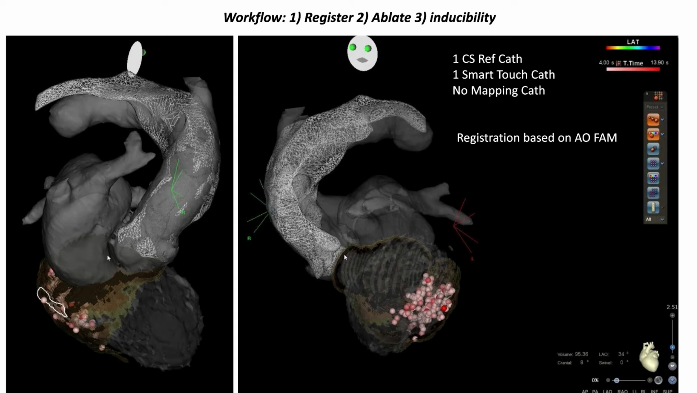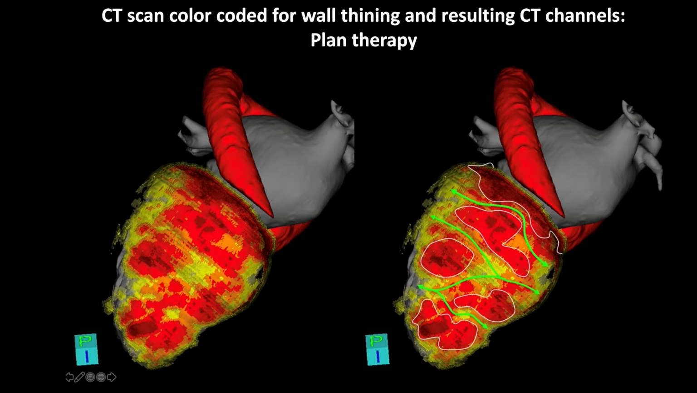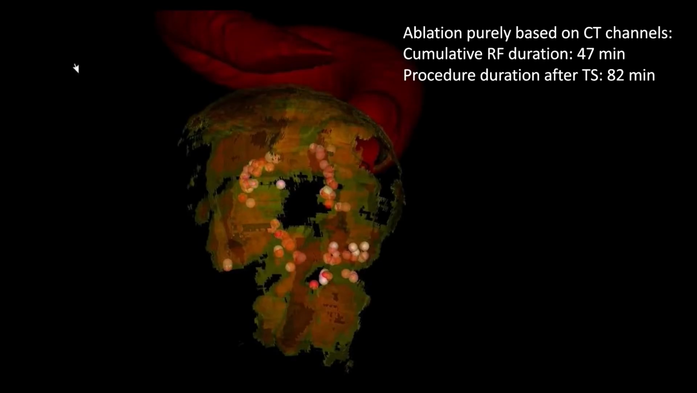Second, we go straight to ablation, targeting the CT channels. And third, we assess inducibility. So it's a very fast and easy procedure. You see here in green the CT channels that we have identified from the CT scan, and you can start planning your ablation procedure. You see that the ablation dots are placed in the most vulnerable part of the CT channel, where the wall thickness is the least. And again, this is how it looks in your CARTO station.